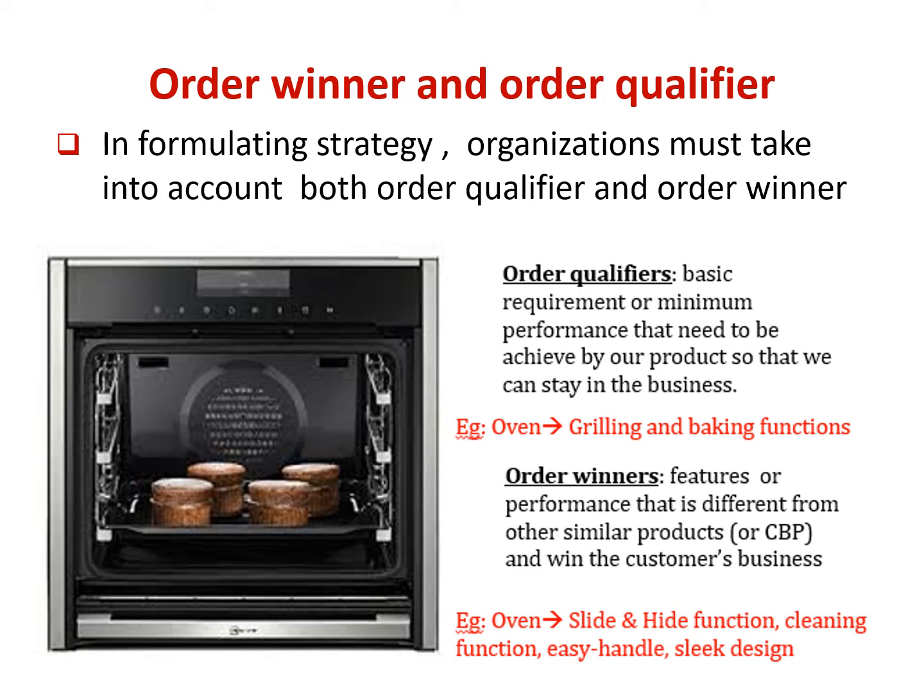And what is order winner? Order winner is additional features or performance that is different from the other similar products and therefore wins the market or wins the customers. For example, also for the oven, contohnya dulu saya pernah buat internship di syarikat yang produce oven. Our product oven mempunyai ciri-ciri slide and hide function. Maknanya bila you buka pintu oven tu, pintu tu slide masuk semua dalam oven dan therefore tidak membahayakan bakers lah. And for example, other examples: a cleaning function, easy handle, sleek design, modern design. So those are some of the order winner features.